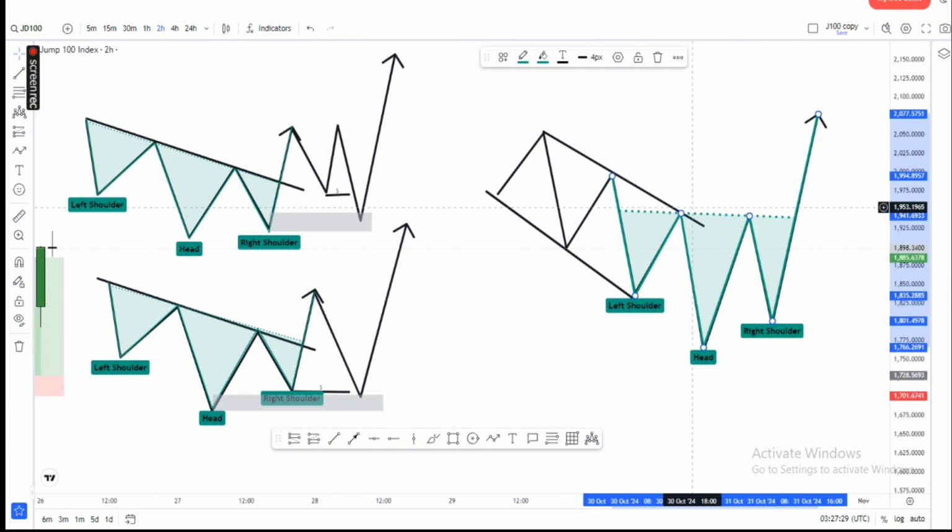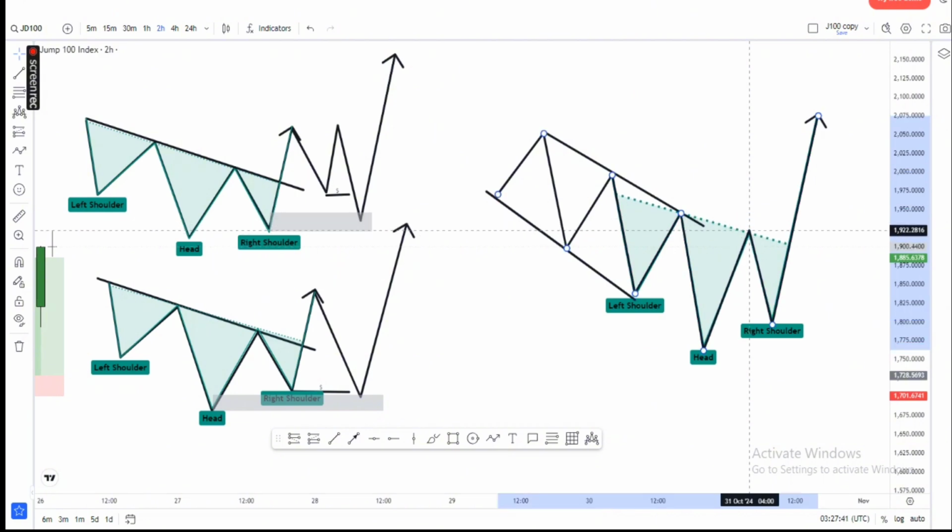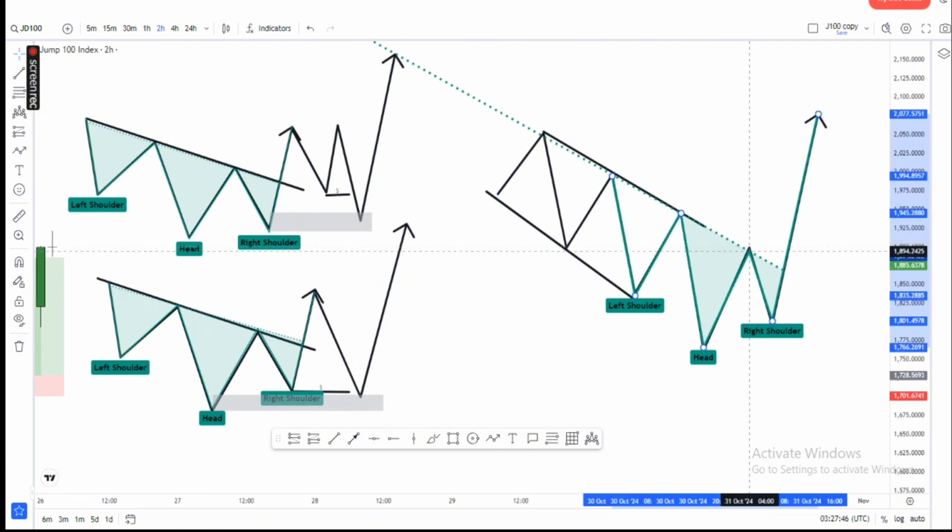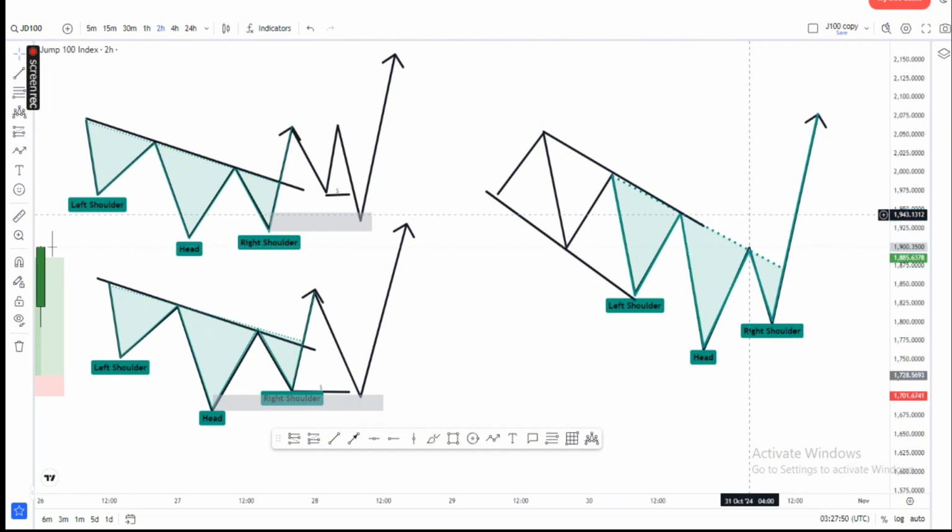You want to make sure that this right here doesn't close with a body above this, doesn't close significantly above this. You want to make sure it fails to close above that. So this is how sometimes you might see it on the chart. This is one way you might see it also.